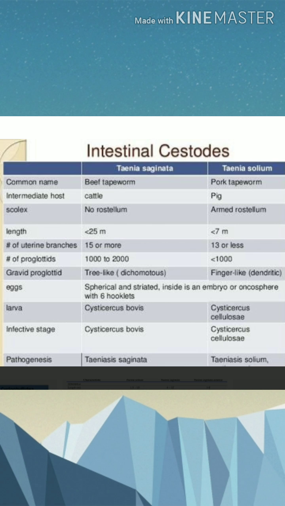Also there is a difference in the scolex. The scolex or head of Taenia saginata does not have hooks or rostellum. It has only suckers. In Taenia solium, it is equipped with both the rostellum or hooks and also the suckers. And there may be a number of differences between the two, but these are the important ones.